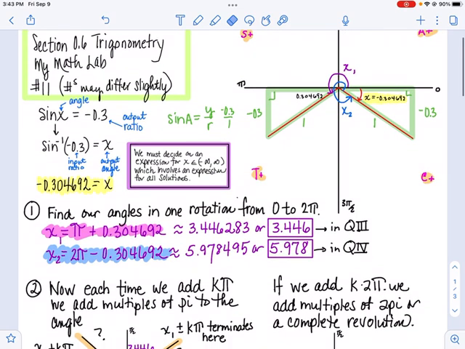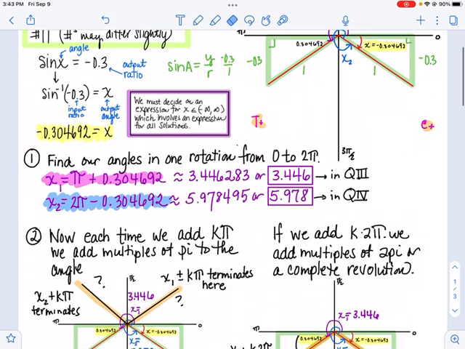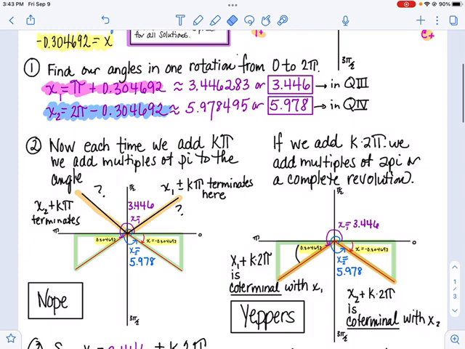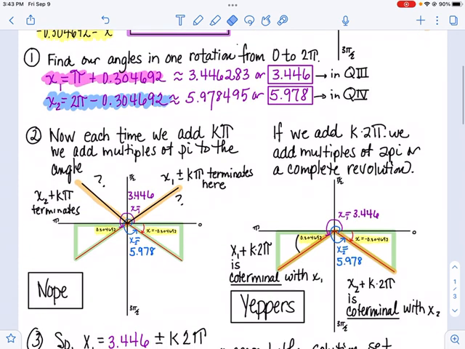All right, now number 2. Each time we add k pi or k times 2 pi, we have to consider what's going to happen. In this first situation in problem number 2, when we add k times pi, multiples of pi, to the angle, x sub 1 plus k pi terminates in quadrant 1. You see that over here, right? And x sub 2, when we add k times pi, that's always going to terminate in quadrant 3. Think about it. All you're doing is adding.